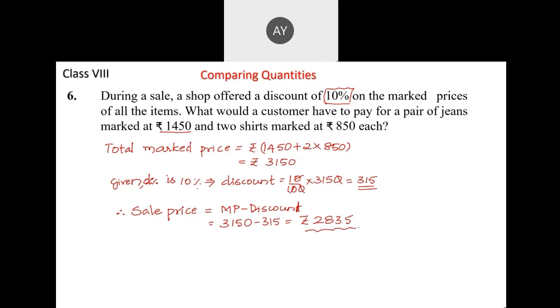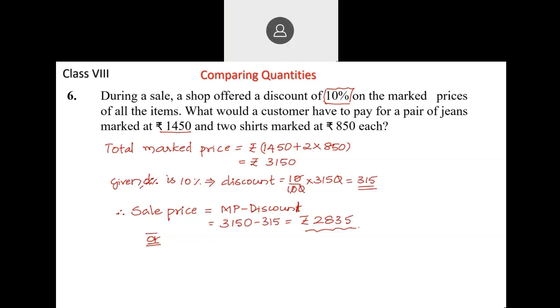Can we do it separately for 1450 and 850 each, sir? Yes, separately we can do it and add. That is what I said earlier. I have taken 10% of the total, but you can take it individually. There is another method.